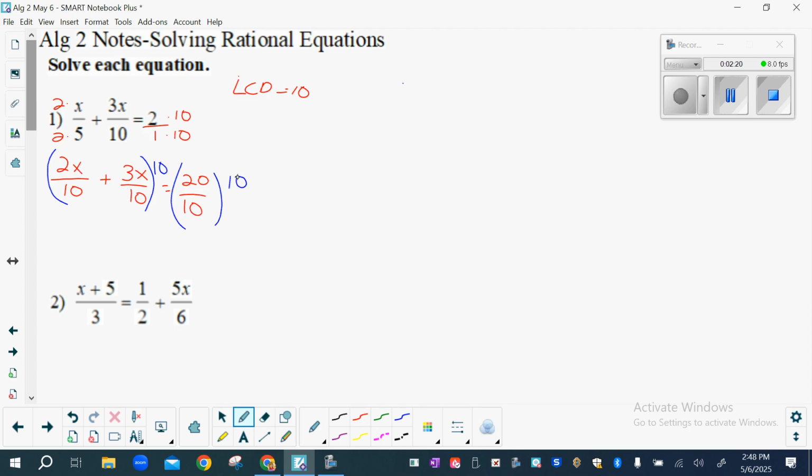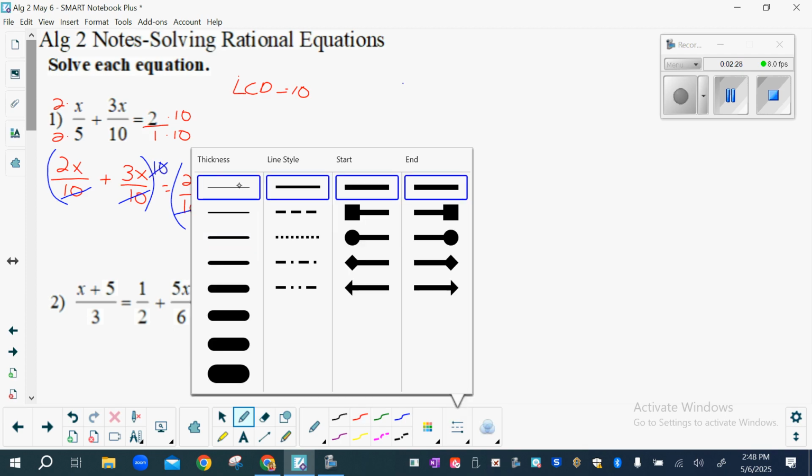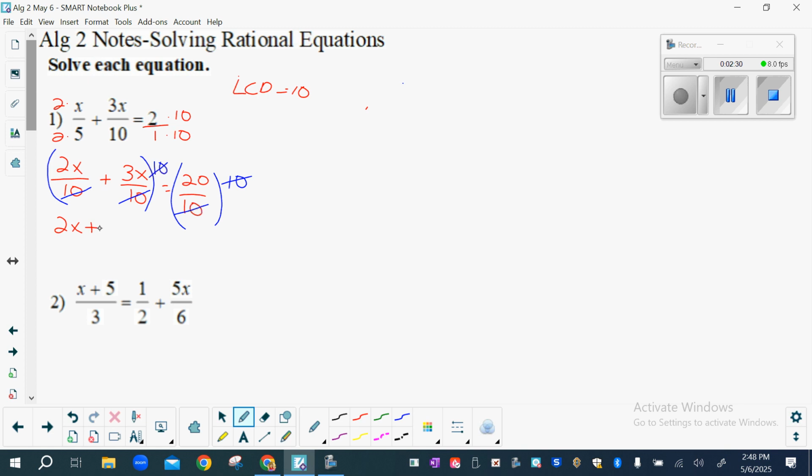So now we can cancel the denominators. This cancels with both of these because it's on this whole side. And we get 2x plus 3x is 20. So now, this group here, tell me what we would do next. You combine the 2x and 3x and get 5x, and then you divide by 5, so you get 4. And what do you get, Will? X is equal to 4.